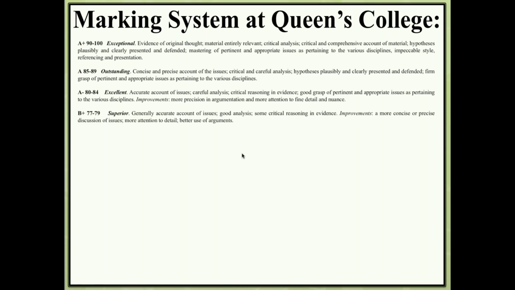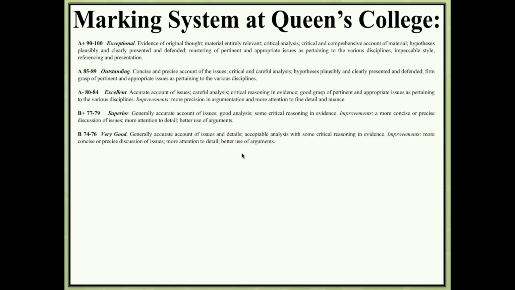So a B+, 77 to 79. This is superior, generally accurate account of issues, good analysis, some critical reasoning and evidence. Improvements would be, you would need more concise or precise discussion of issues, more attention to detail, better use of arguments. The B range, 74 to 76, very good. Generally accurate account of issues and details, acceptable analysis with some critical reasoning and evidence. The improvements would be more concise or precise discussion of issues, more attention to detail, better estimates.